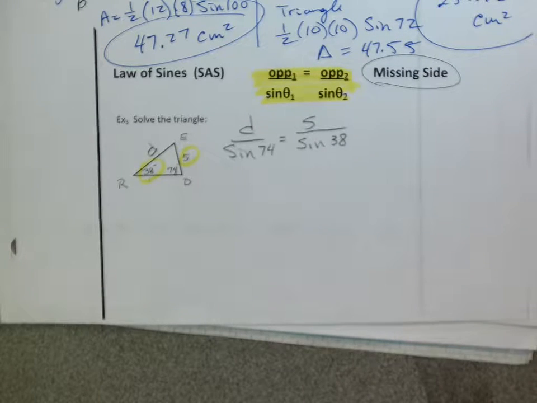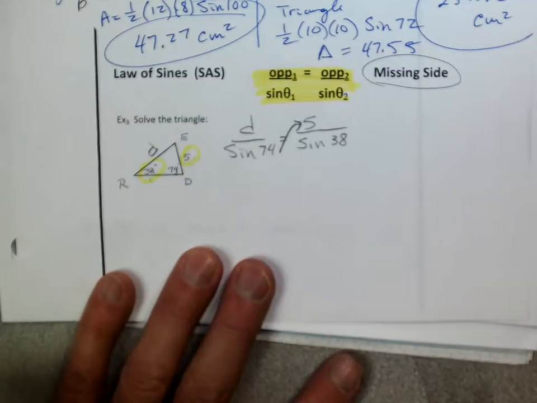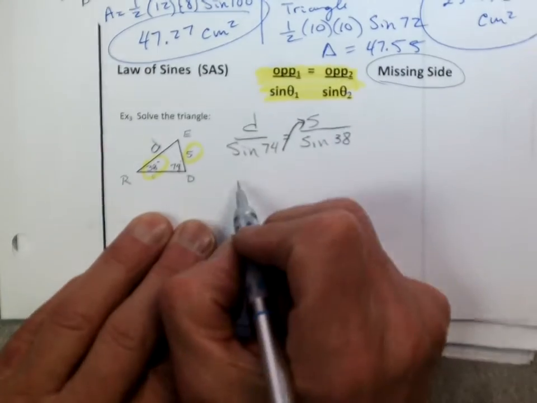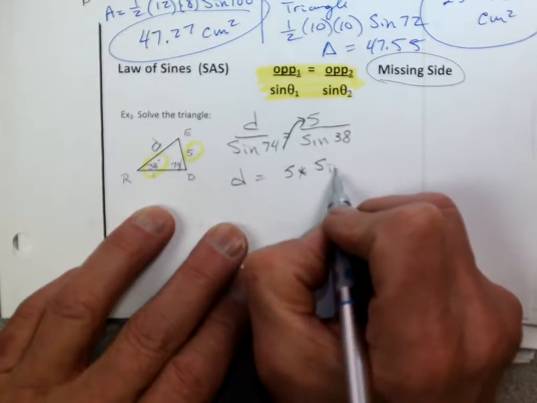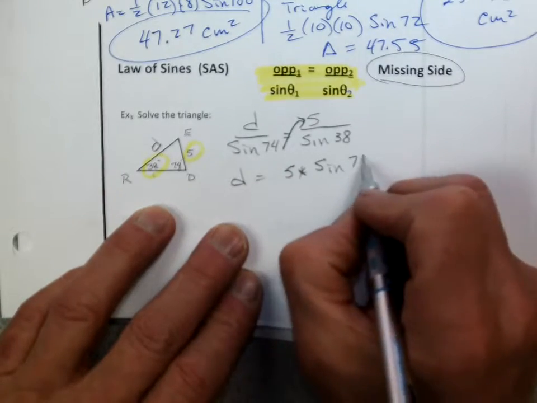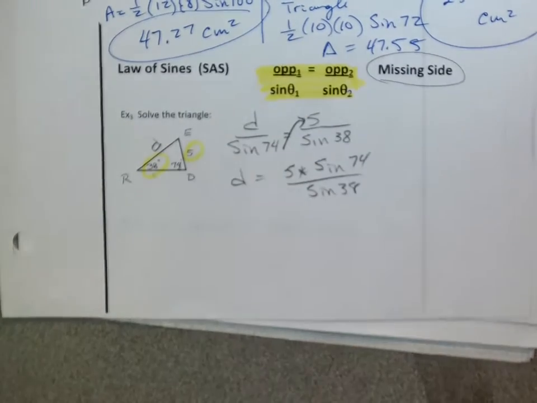Now, of course, I need to solve, so I'm going to cross multiply. To solve for d, I'll multiply that up there, and I'll have d is equal to 5 times the sine of 74 divided by the sine of 38. And I'm just going to use my calculator from here and type in the numbers, get my answer.